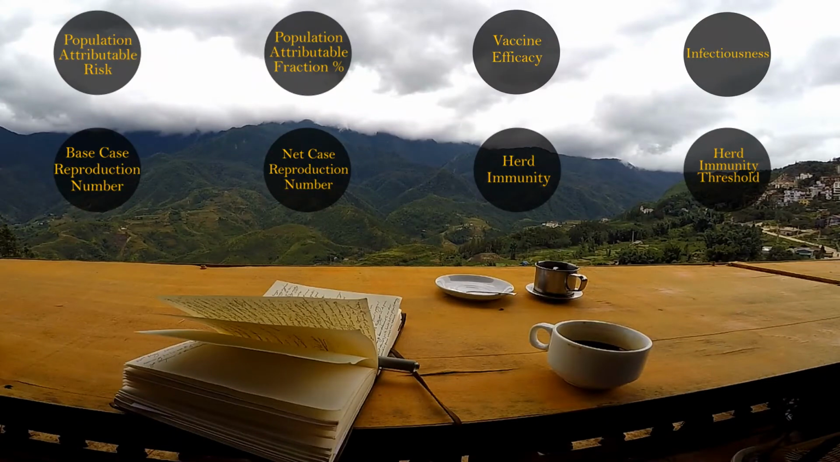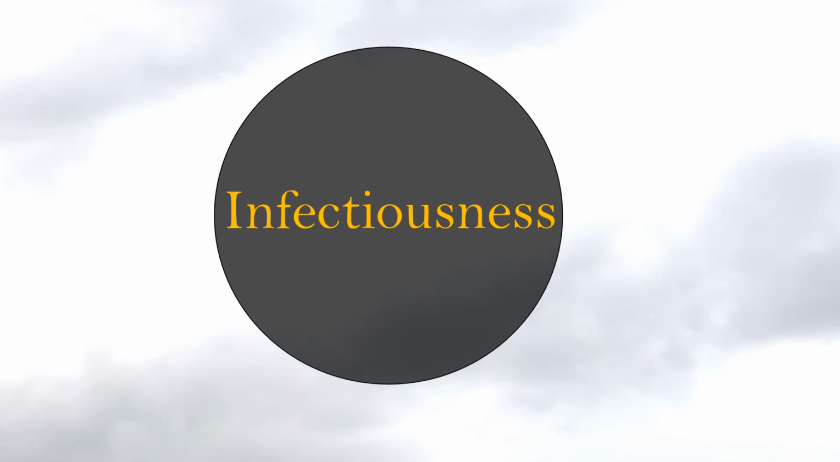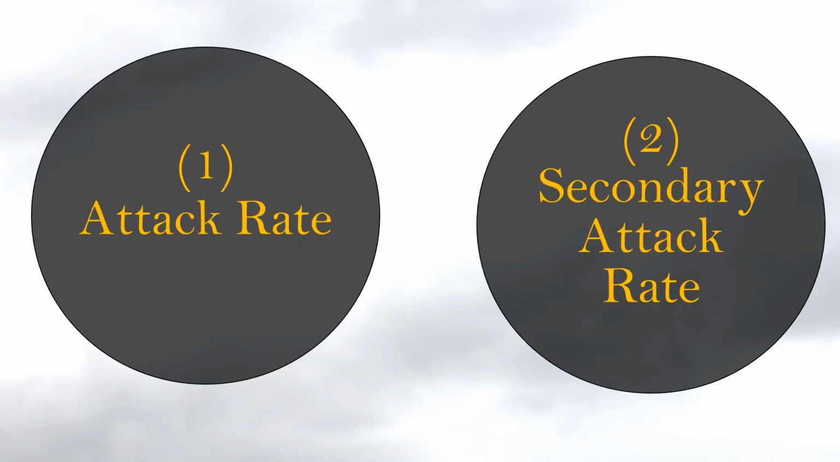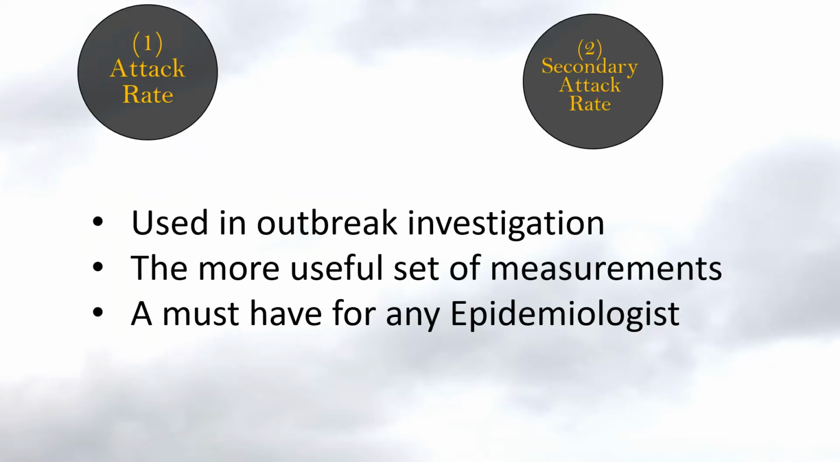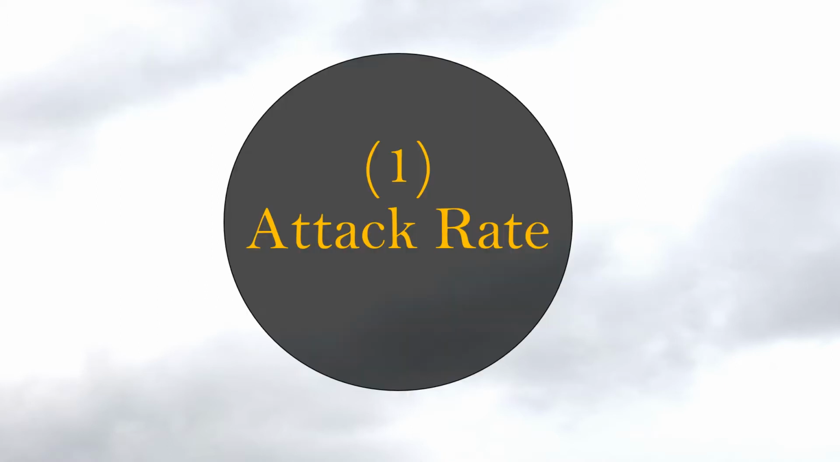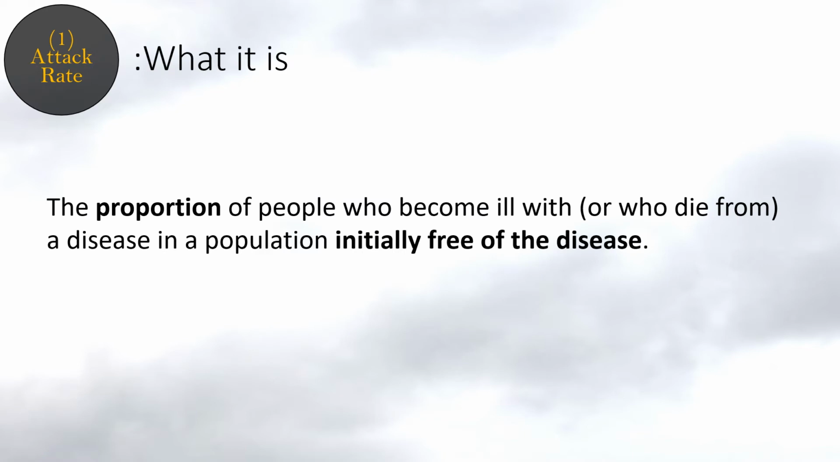Infectiousness. Here I will be going over two forms, the attack rate and the secondary attack rate. Let's start with what they both kind of are. Now these both are used in outbreak investigations and are some of the more useful set of measurements, a must-have for any epidemiologist.